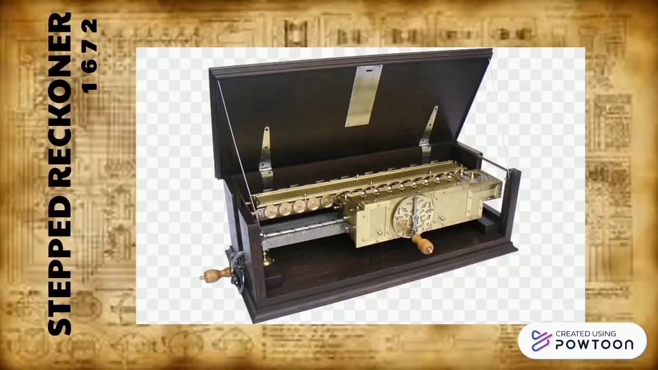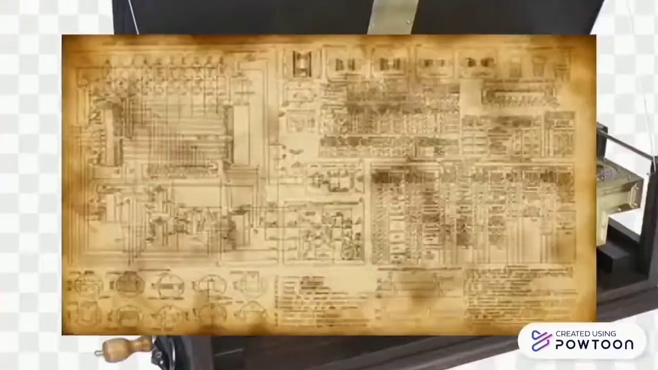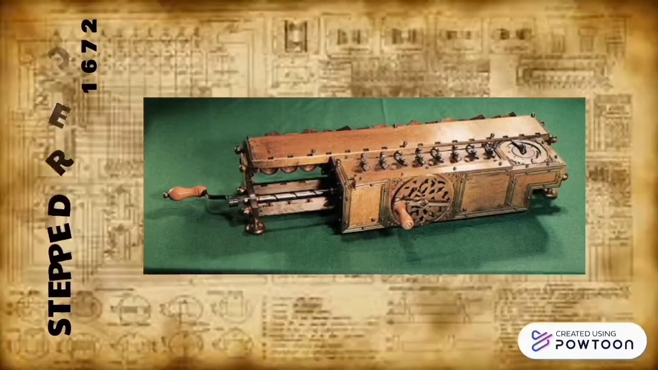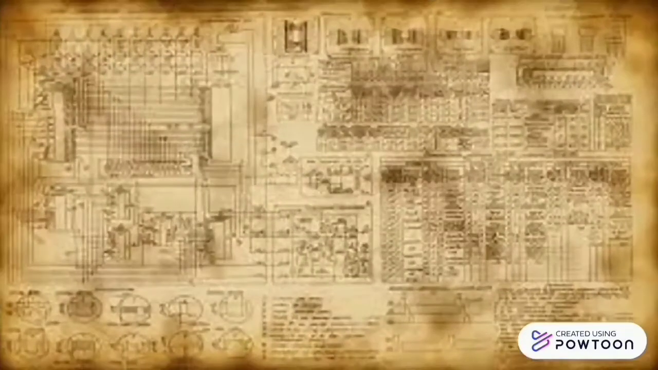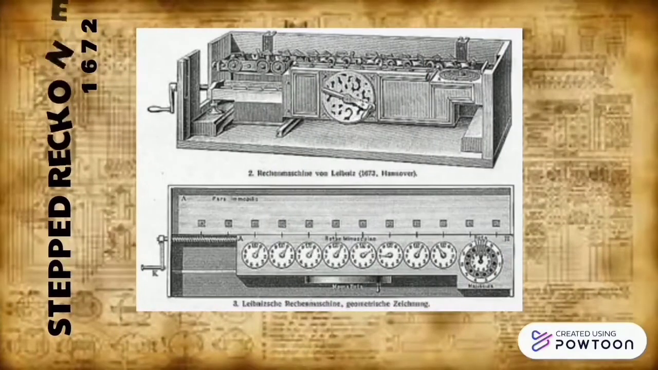The first wooden two-digit prototype of the Step Reckoner was ready soon, and in the end of 1672 and beginning of 1673, it was demonstrated to some of his colleagues at the French Academy of Sciences, as well as to the Minister of Finance, Jean-Baptiste Colbert.